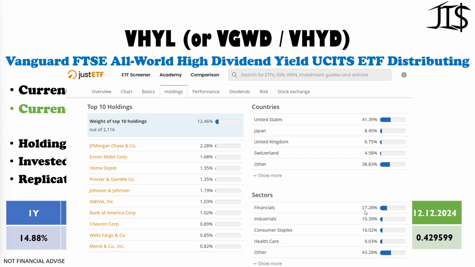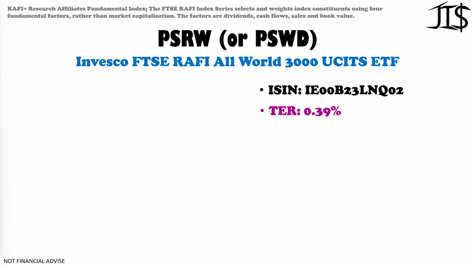That's something that I don't really like, but it's always the case when you go for higher dividend yields, then the financial sector is going to increase, of course, so it's no big surprise there. And then you have the last one, the PSRW, and that's the Invesco FTSE RAFI All World 3000 UCITS ETF.